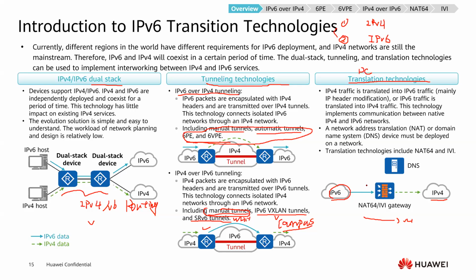And in the translation technology, there are normally two technologies used in the real world. The first is the NAT64 technology, another is IVI. For Huawei, we suggest you use the NAT64 technology because IVI has some limitations. We will talk about it later. Okay, this is the overview of the transition technology, and next we will introduce them one by one.